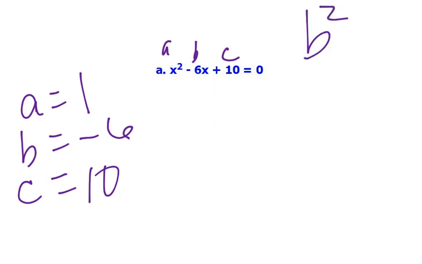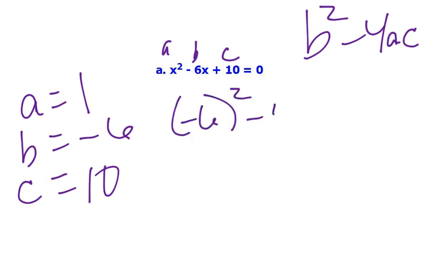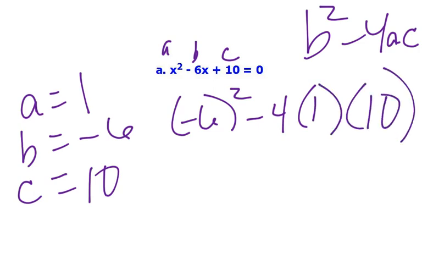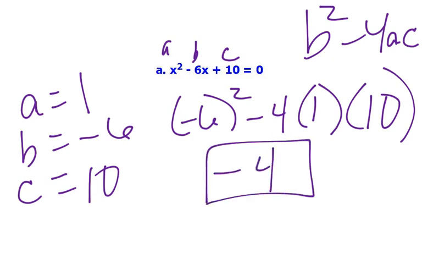Now, the discriminant is b squared minus 4ac, so we're going to use that formula. You got to be careful, since this is a negative 6 that we're squaring, it has to go in parentheses before you square it. Minus 4 times a is 1 times c is 10. So punch that in your calculator, and you'll get negative 4. This is the discriminant. It's negative, so the nature of the roots is I'll have 2 imaginary answers.